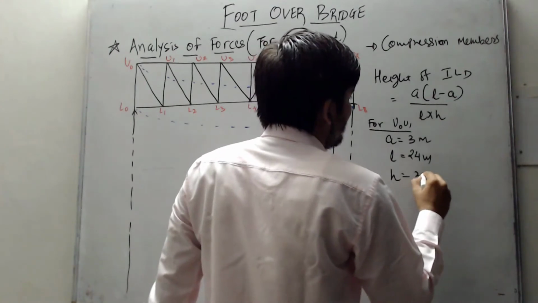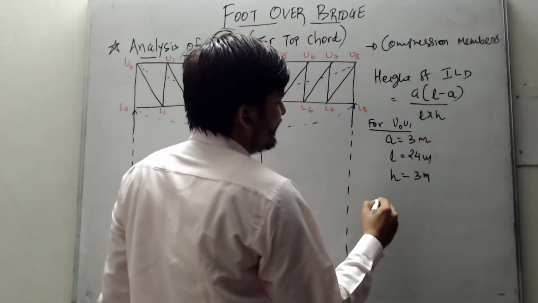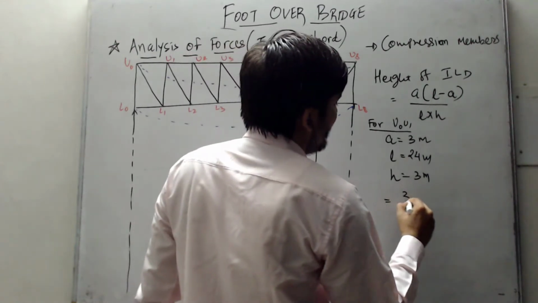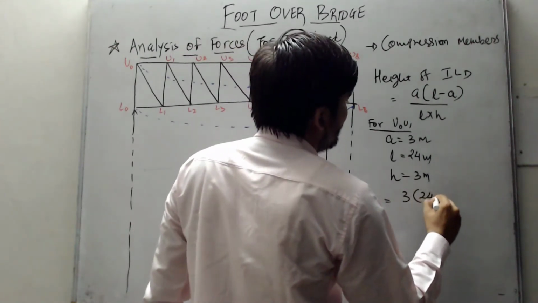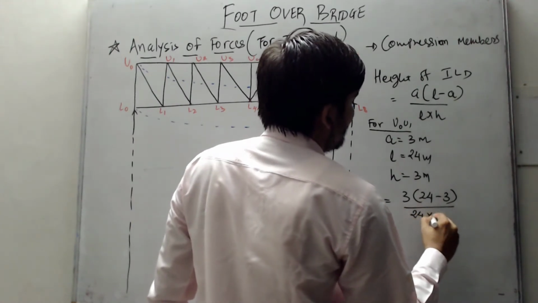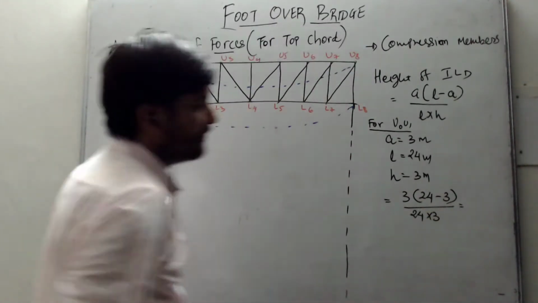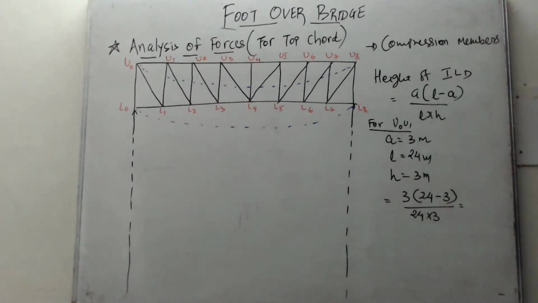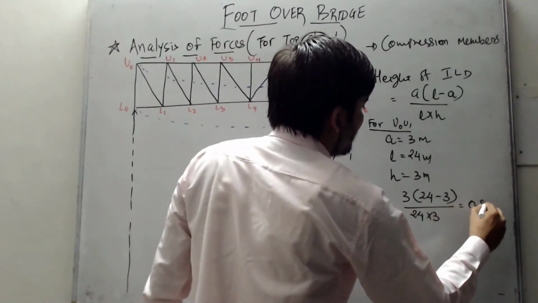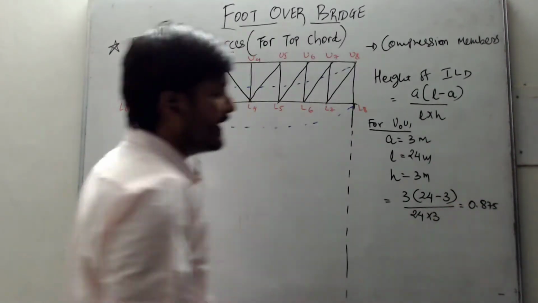So if we substitute all these values in this, we will get the height of our member. So 3 multiplied by (24 minus 3) divided by 24 multiplied by 3. If you solve this, you will get your height as 0.875. You will get your height as 0.875. So this is the height of the influence line diagram.